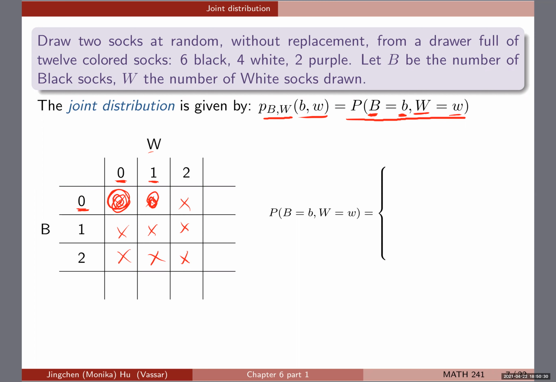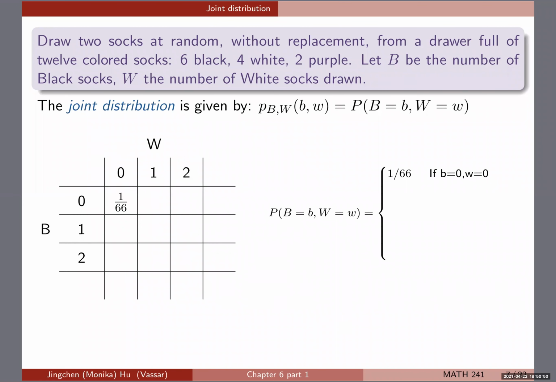And then for discrete random variables, both of them discrete in this case, B and W, it's pretty straightforward to come up with the table like this, and then we work out the probability one by one. Okay, so let's start doing that, and feel free to also try it out before you continue the video. Let me get to the first one.